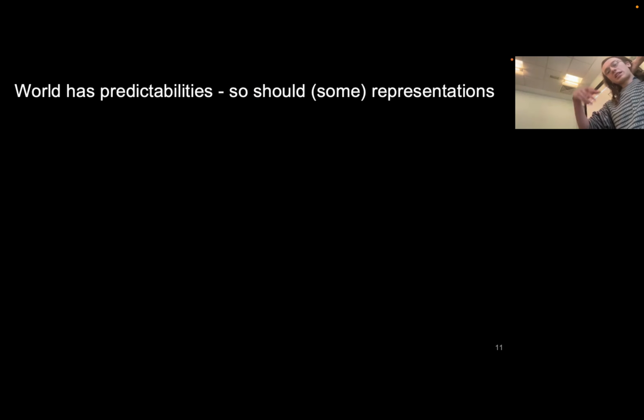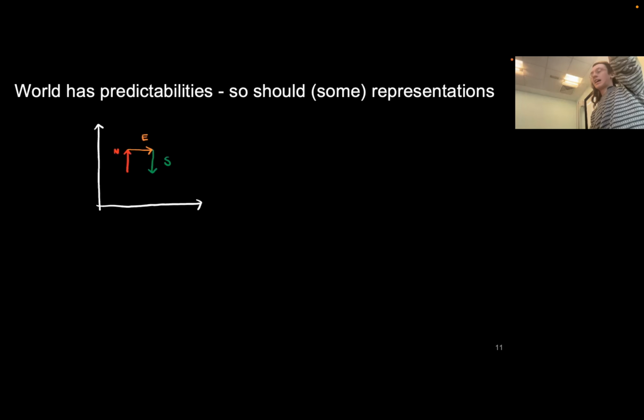So this builds on the idea that the world has predictabilities, and you should build those into your representation. And since we're talking about 2D space, the predictabilities take this shape. If you start at the beginning of the red arrow and take the sequence of steps north and east and south, even if you've never been to this world before, you can know that taking one step west will get you back home.